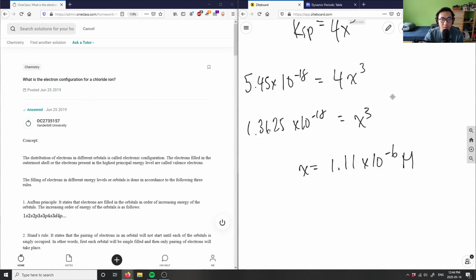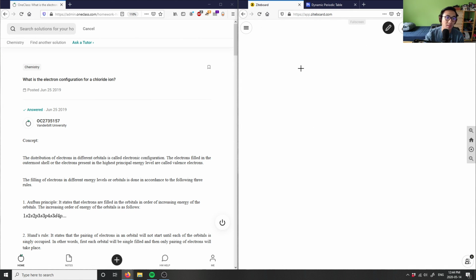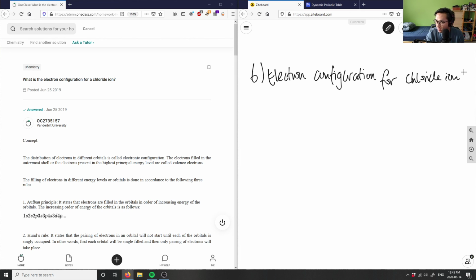So 5. Number 6 is asking us, what is the electron configuration for a chloride ion? So first let's write the chemical formula for a chloride ion, right? Chloride is chlorine, so it's Cl, and it's an ion, right?